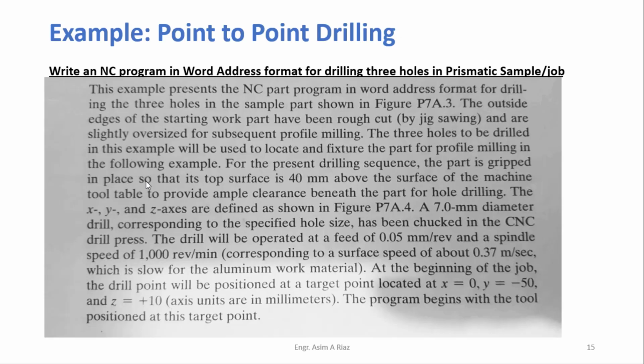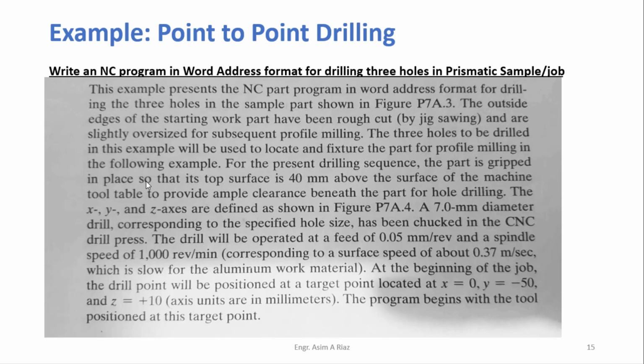Back to the statement. A 7 mm diameter drill bit is used. The feed rate is mentioned, that is 0.05 mm per revolution. Also the spindle speed is mentioned, that is 1000 rpm.